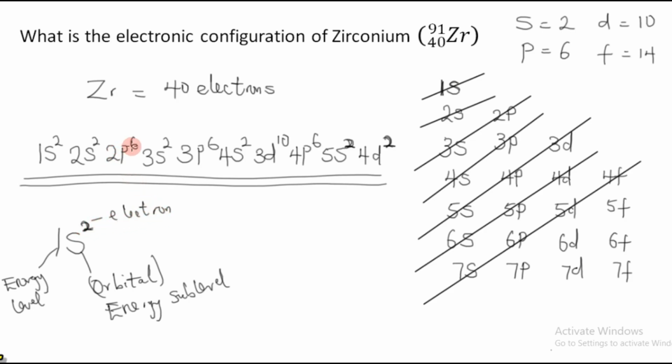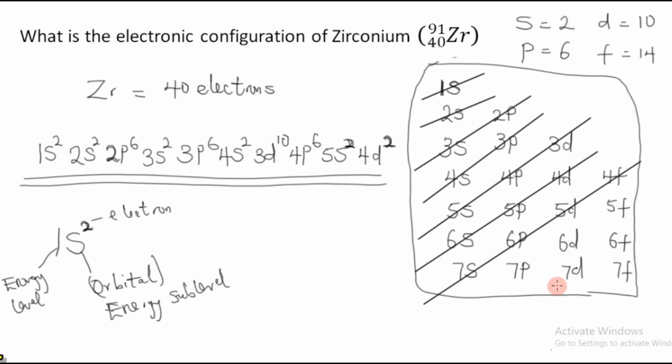We can also take 2p6. 2 is the energy level, p is the orbital or the sublevel, and 6 is the number of electrons. So to write electronic configuration, it's very important that you remember this chart. Learn how to write it at any time. So this is the Aufbau chart for writing electronic configuration.